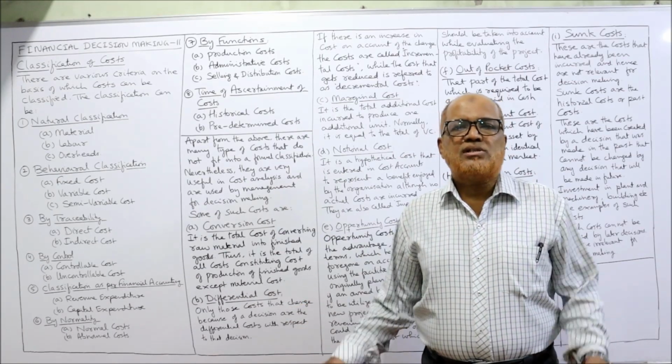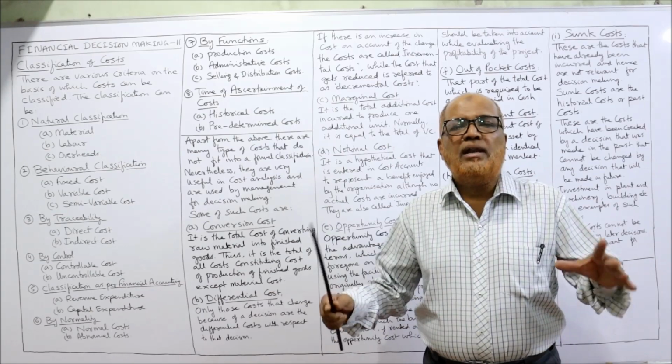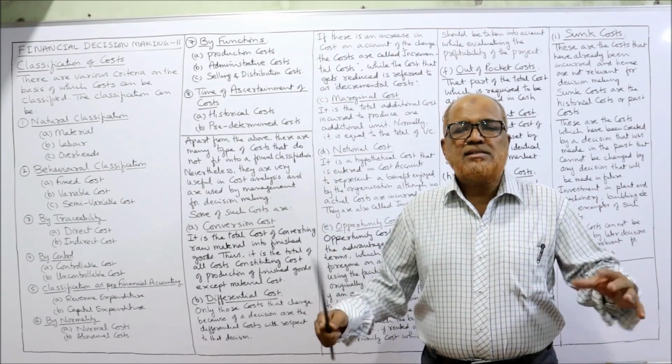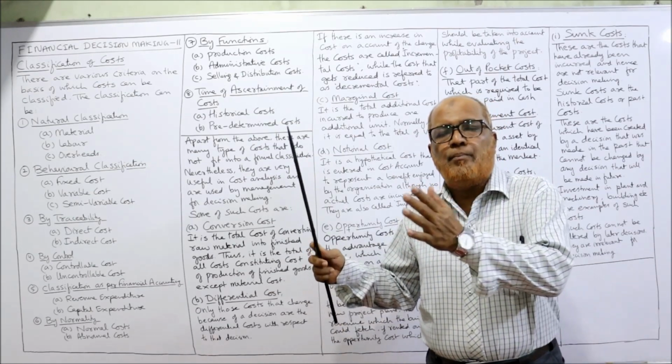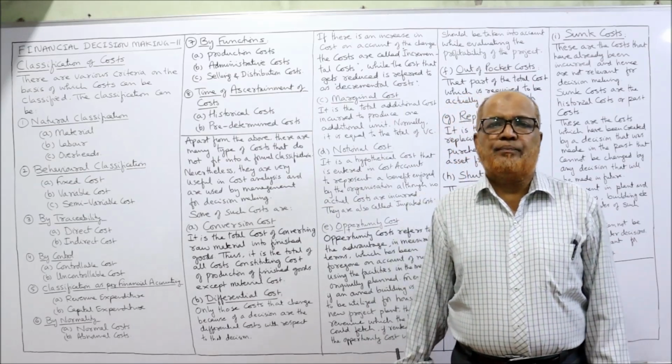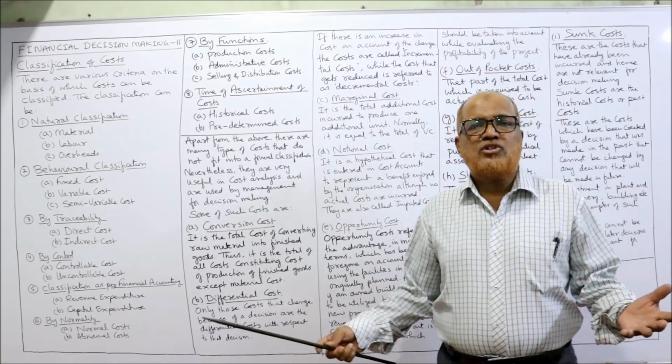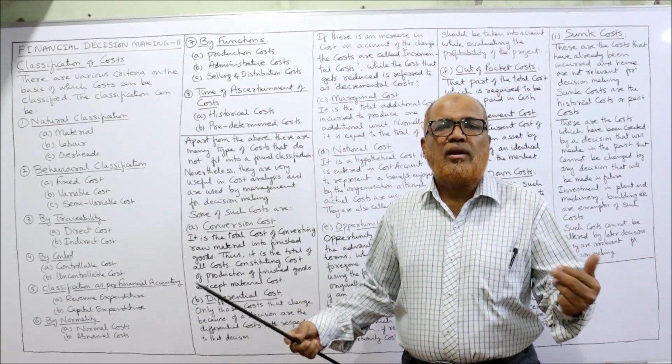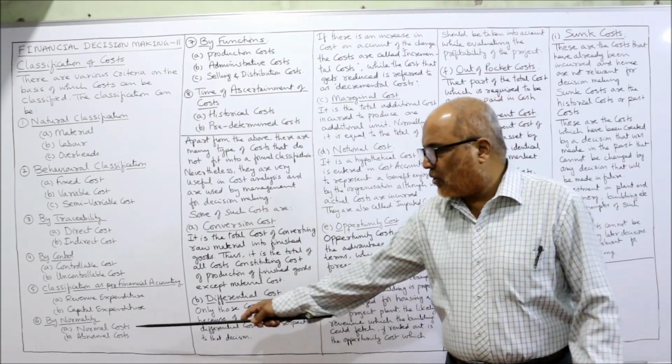Whereas abnormal cost is a cost which is incurred only once, non-recurring. Example, all of a sudden there was a breakdown of machinery. It's a non-recurring cost. It's an abnormal cost.